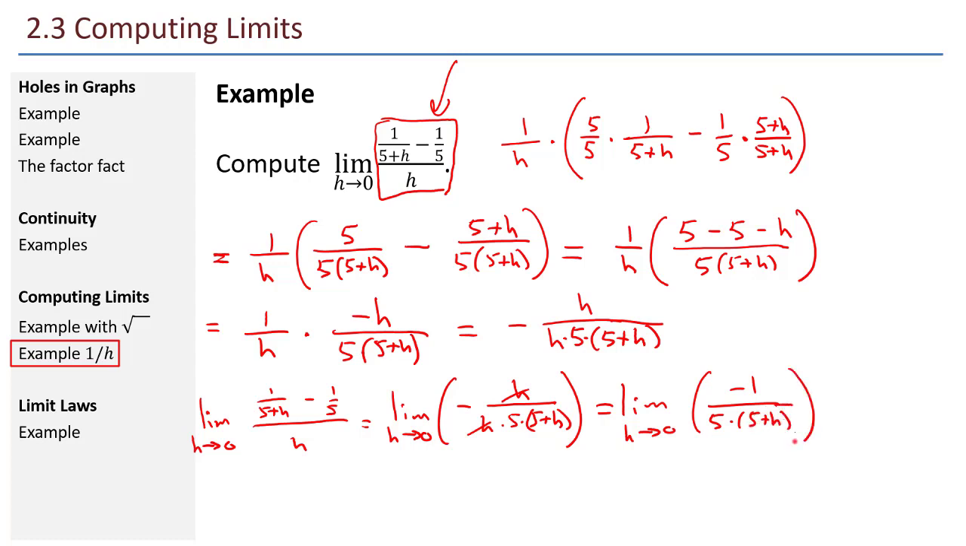And now that I've simplified, now that I've canceled common factors, I ask myself the question again: can I plug in this value of h and get out a number as an answer? And in this case, I can. When h is 0, this whole fraction turns into negative 1 over 5 times 5. So the answer is negative 1/25. And that is it. So there is the answer to our limit problem.